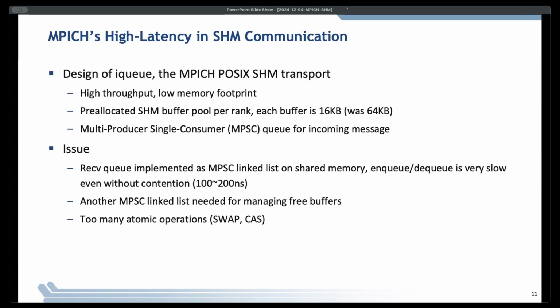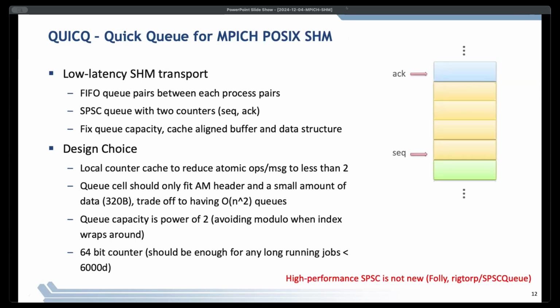Part of these performance issues comes from having complex and too many atomic operations. In fact, I think it's 5. It's unbounded because if there's contention on the queue head, it will try to compare-and-swap a couple of times. Also, multiple cache lines are being accessed and bounced between the processes, all contributing to this overhead. So what we came up with is a new module called Quick Queue.